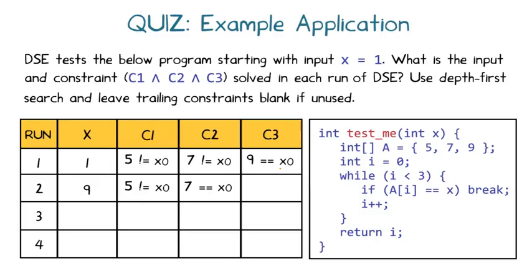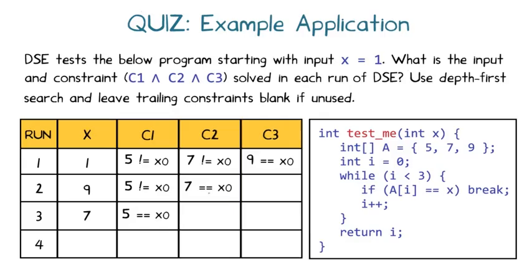So, the next step is to discard the third path constraint and negate the second path constraint, resulting in C1 being 5 does not equal x0, C2 being 7 equals x0, and C3 being left blank. These constraints require the third concrete input to be 7. For the resulting run of testme, the first path constraint added is again 5 does not equal x0, and then 7 equals x0 would be added before the program terminates.